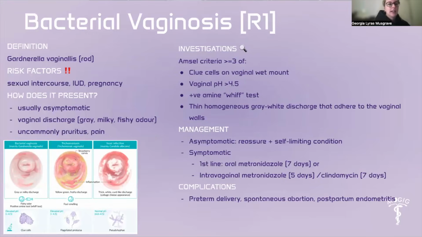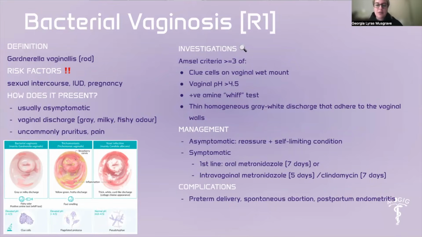So the bug that's usually implicated is Gardnerella vaginalis. Risk factors, sexual intercourse, IUD, and pregnancy. It's usually asymptomatic, but you can get a grey, milky, fishy odor discharge. It's uncommon to get pruritus or pain with it, but it's diagnosed with the AMSEL criteria. So you need at least 3 of clue cells on the vaginal wet mount, a vaginal pH greater than 4.5, a positive whiff test, and a thin homogeneous grey-white discharge that adheres to vaginal walls.